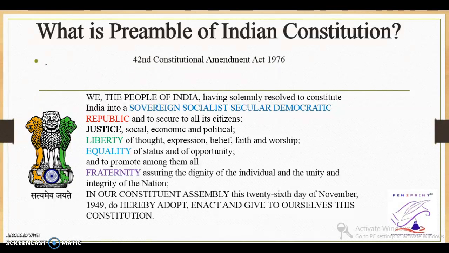The preamble can be amended using the amending power given by Article 368 of our Constitution. Our preamble has been amended only once. It was by the 42nd Constitutional Amendment enacted in 1976, where the very important words secular, socialist, and integrity were added to the Constitution.